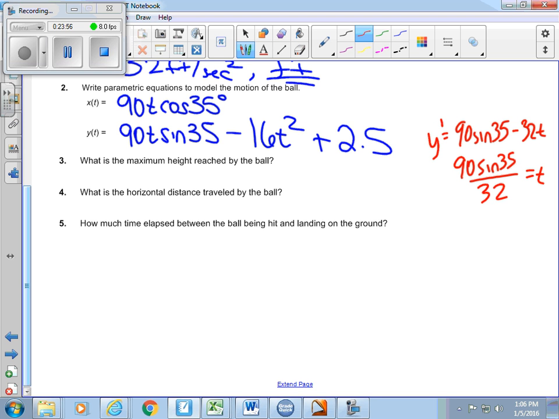is the y value. Oh, yeah, but I don't know the y value. How did I know that wasn't the y value? It was, yeah, the maximum height of the ball started at 2.5 feet. It's going to be more than 1.